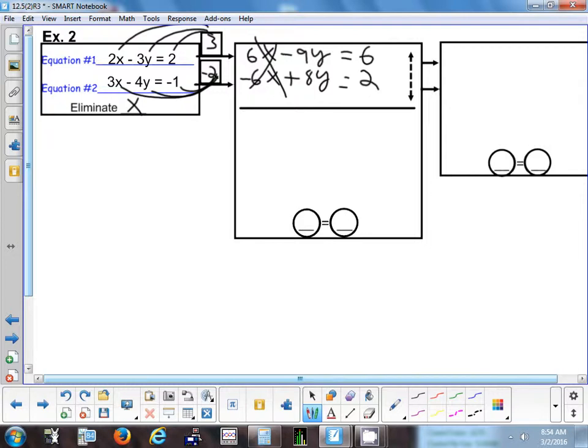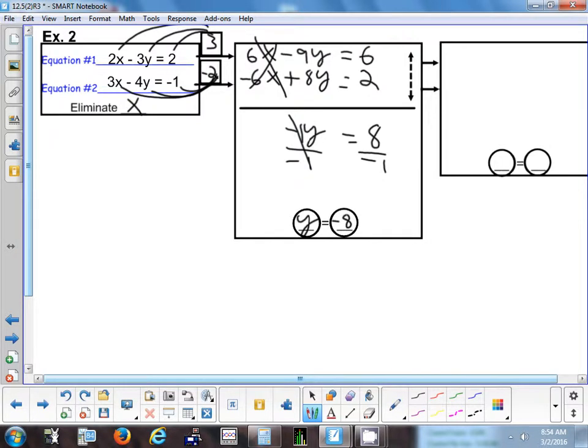Negative 9y plus 8y is negative, if you want to put it in, you can, negative 1y. 6 plus 2 gives me 8. Now, how do we get rid of that negative 1? Yep, divide by it. Right, so Sabrina, what's y? Negative 8.